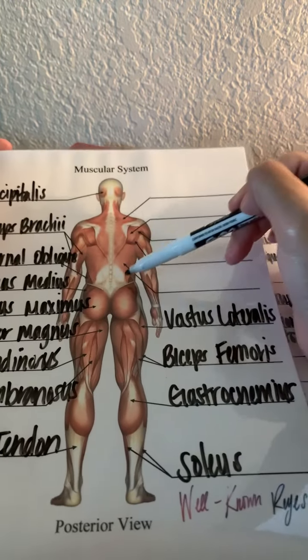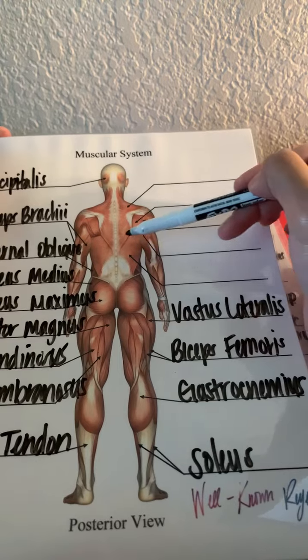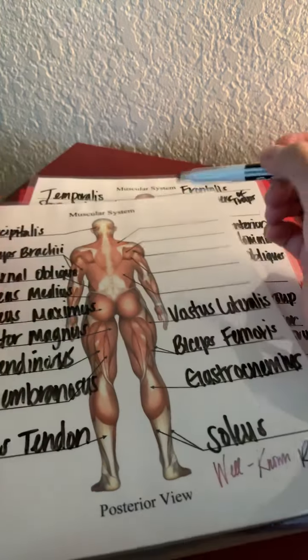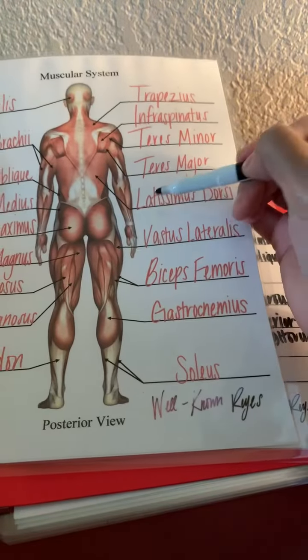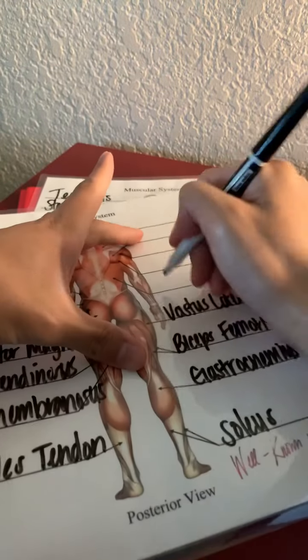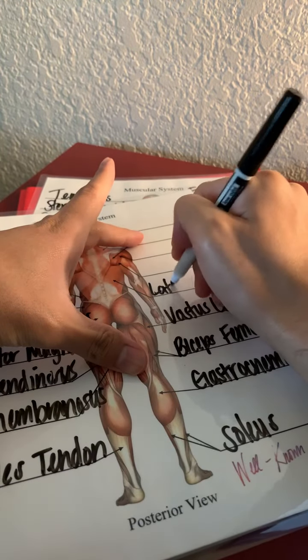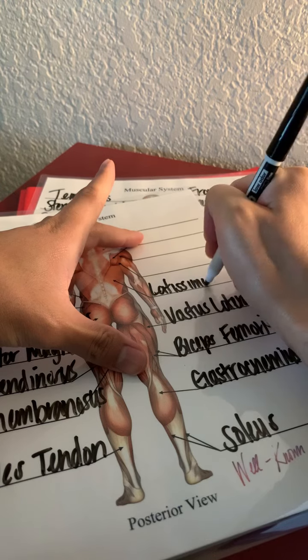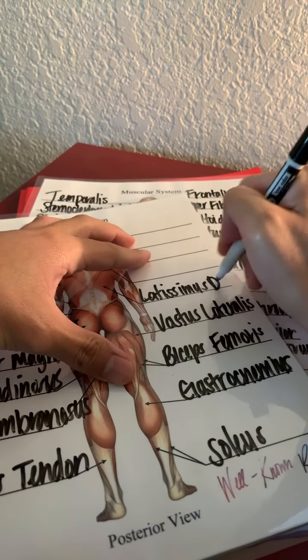Then we have this broad muscle that's on our back, known as the Latissimus Dorsi. Let me make sure I spell that right. It is Lat, Issimus, Dorsi.